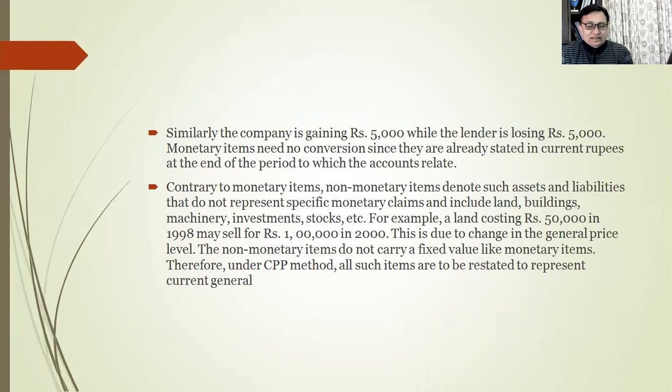Therefore, under the current purchasing power method, all such items are to be restated to represent current values. One thing should be kept in mind: monetary items need not be converted because they represent the current value. You are not going to pay more or less than stated in the contract. But non-monetary items, such as assets and liabilities, do not represent any specific monetary claims. Therefore, they need to be restated using a conversion factor, which we will calculate. Already we have discussed this point.